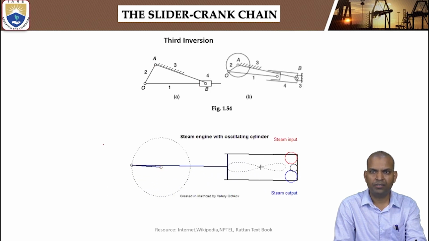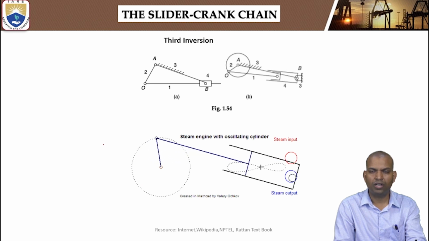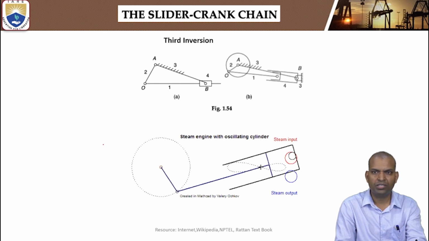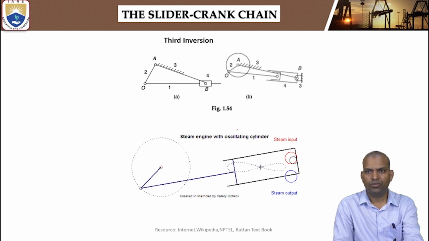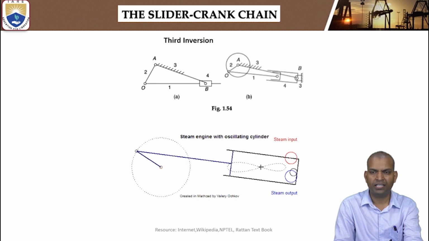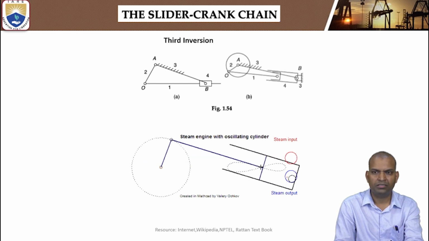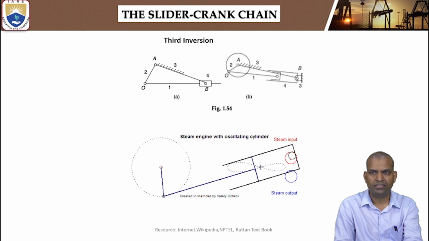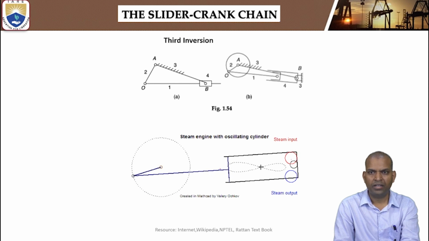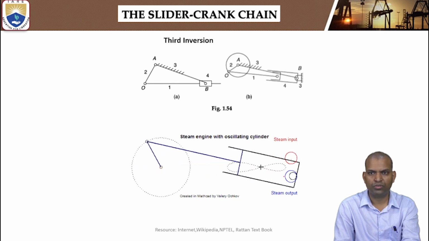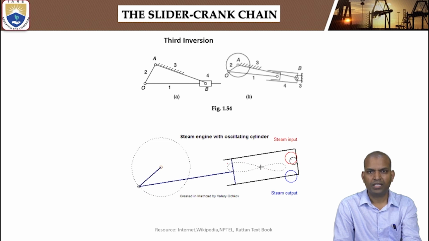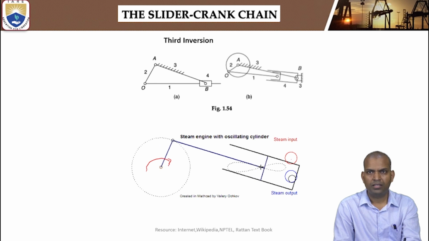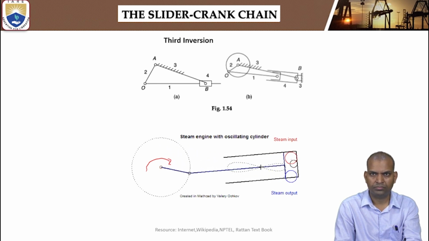In this slide you can see how the oscillating cylinder mechanism can be used for a steam engine. This is a steam engine with an oscillating cylinder. You can see the steam input is the red circle and the output is the blue color. So the steam enters and the piston moves, and when the piston comes back, the steam goes out. But during this time, the crank rotates. Okay, that is the third inversion.